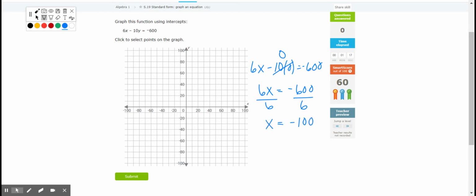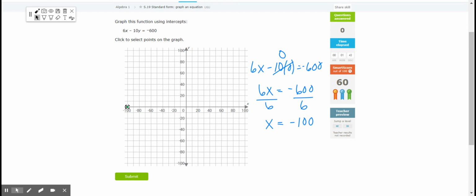That seems awfully large, a number that wouldn't typically fit on our graphs, because normally we are looking at a 10 by 10 grid. But if you come over to the IXL graph to plot our x-intercept at negative 100, you'll notice that it is actually right here, because in this case, they are scaling the x-axis and the y-axis. You see they're going up by 20s, but every hash mark is actually representative of 10.